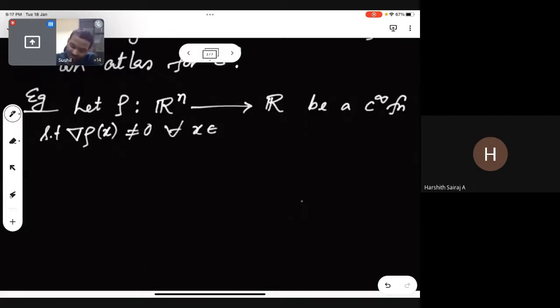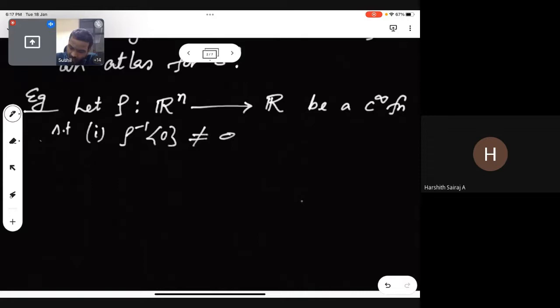Let's write first for all x in some set. I don't want this to be the whole of Rn. I want, let's say, for all x in rho inverse zero. I want this part only. So rho is a C infinity function, and one needs two conditions. Such that, one, rho inverse zero is non-empty. Second, the gradient of rho at x is non-zero for all x in rho inverse zero.